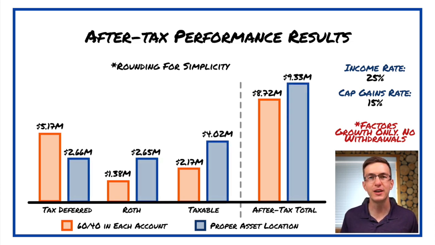Now here's what it looks like when the couple locates properly. Now you'll notice the values shift quite drastically. For instance, we see the IRA shrinks while the Roth and taxable account balloon. Overall, when we add together these after-tax values, we'll notice that asset locating properly results in about $610,000 more in after-tax value.